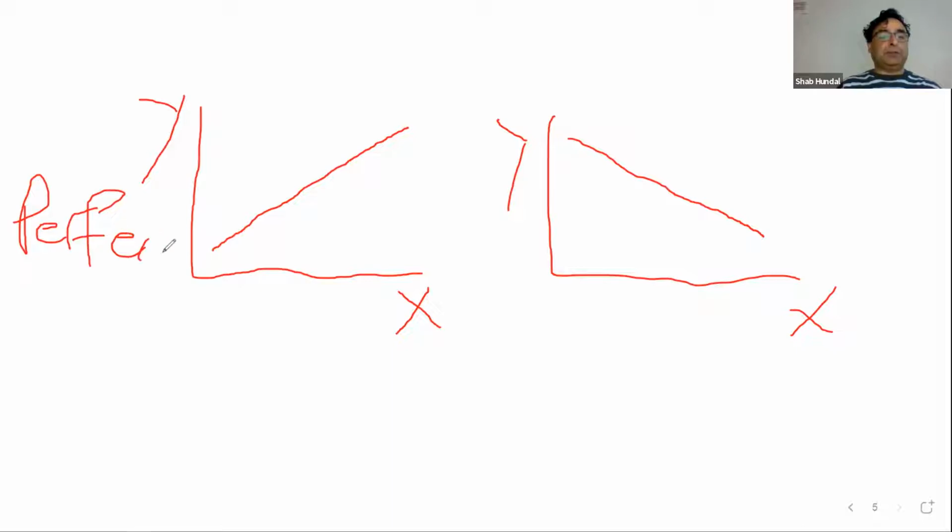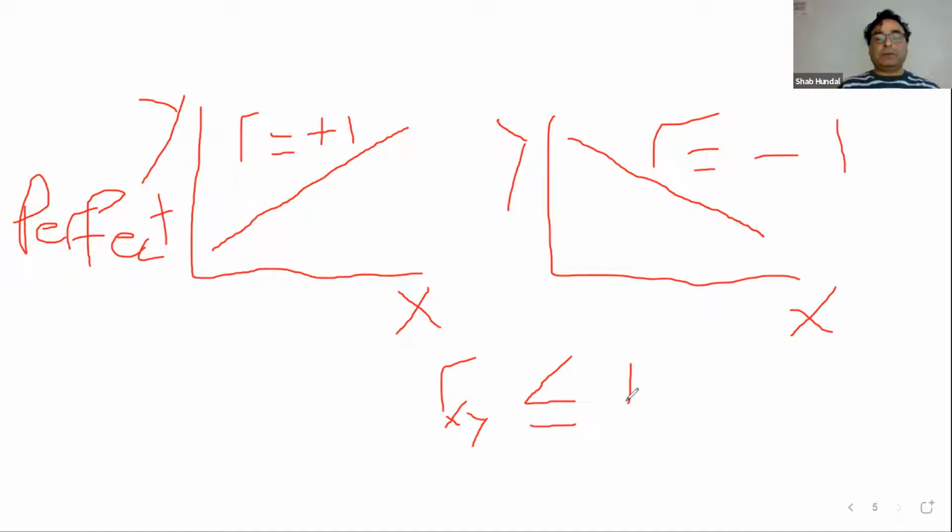And what is a sign of perfect correlation? The sign of the perfect correlation is R is equal to 1 and R is equal to -1 in this case. Nothing can be more perfect than perfect, right? So I can make a conclusion that your correlation between two variables can be maximum equal to +1 and it would be minimum equal to -1.